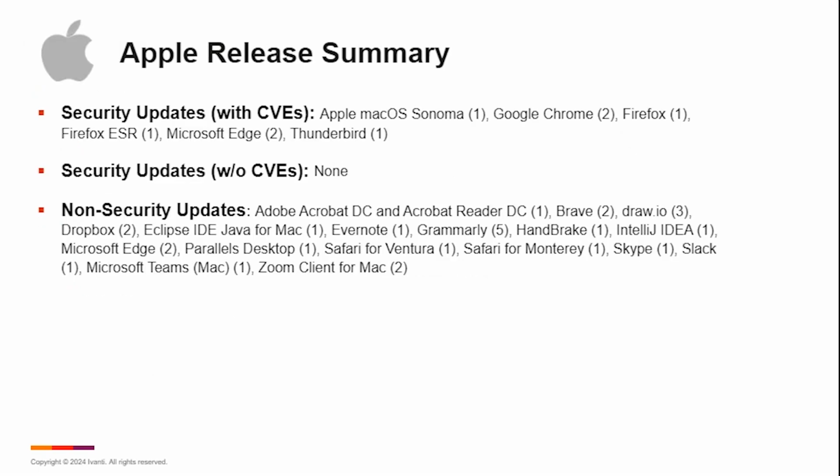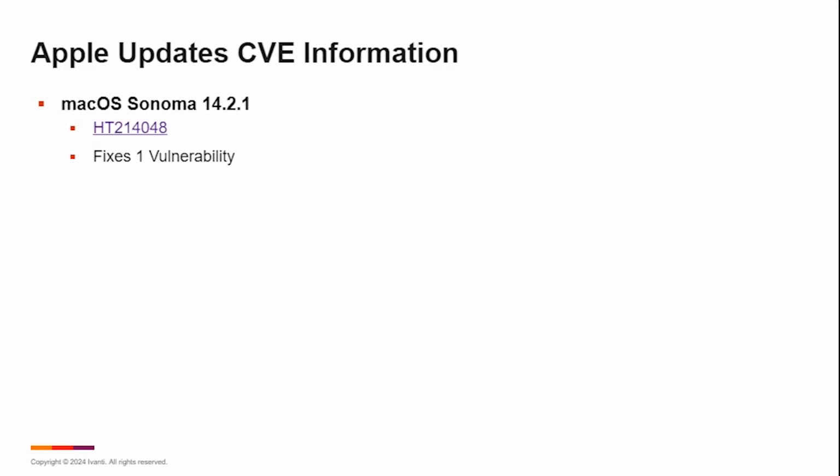On the Apple side, we had one Apple Sonoma update, the Chrome update, and Firefox. Of course, these carry over. They have both the Windows and the Mac versions. They do them all simultaneously, of course. We didn't have any security updates without CVEs this month, and we had a lot of non-security updates as well. This was the Sonoma update, 14.2.1, fixed one vulnerability.